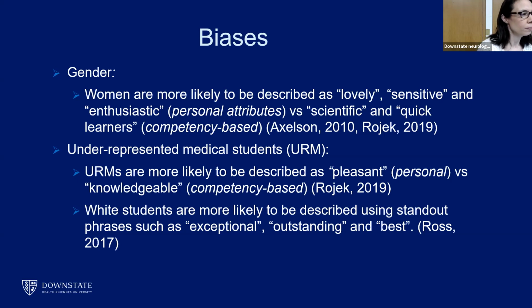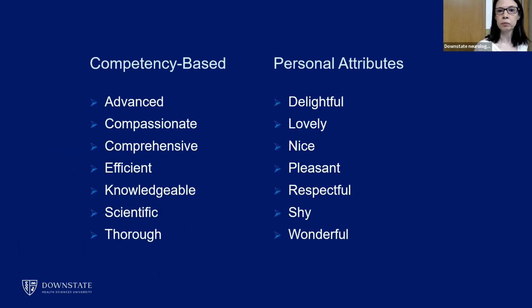A study of 6,000 applicants to all the residency programs at Yale during the 14-15 season was analyzed, and they found that compared to URMs, white students were more likely to be described using words that were considered standout phrases such as exceptional, outstanding, and best.